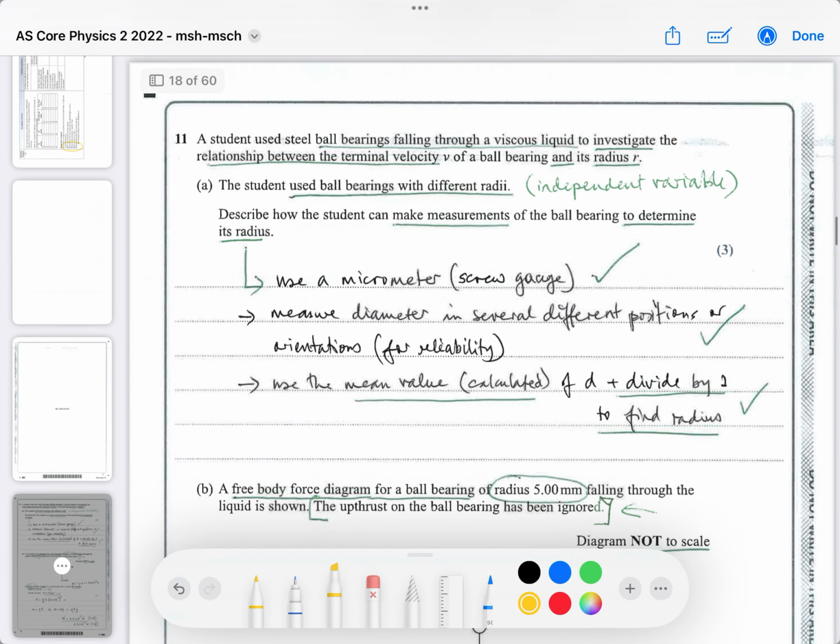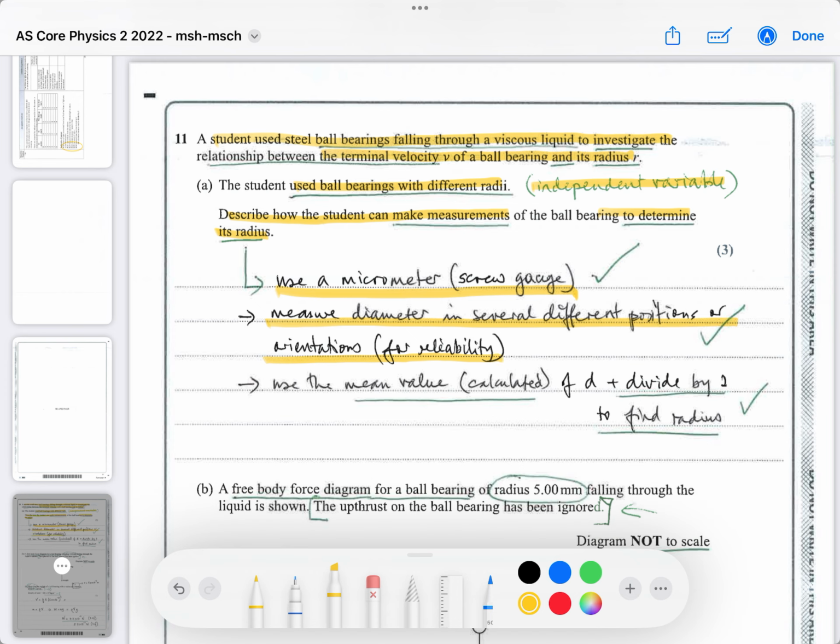And question 11, a student used steel ball bearings through a viscous liquid to investigate the relationship between terminal velocity and the radius. Okay, so the student used different radii ball bearings, so that's the independent variable. Describe how the student could make measurements to determine the radius of the ball bearing. So you'd use a micrometer ideally. Yes, you could use digital calipers, but the micrometer is the correct tool for this job. Measure diameter in several different positions or different orientations for reliability, because it may not be a perfect sphere.